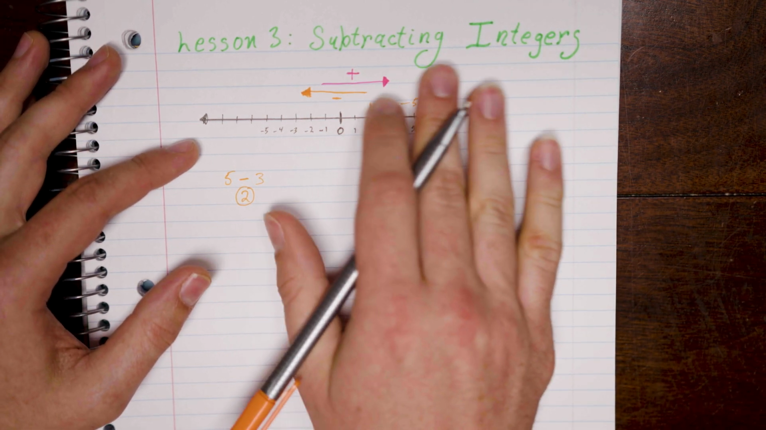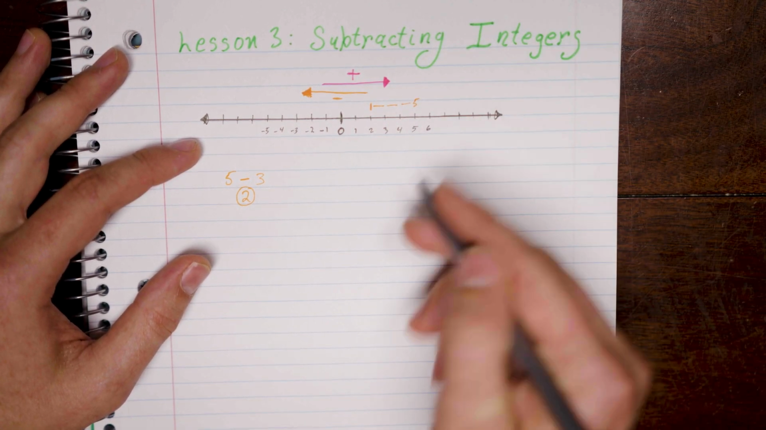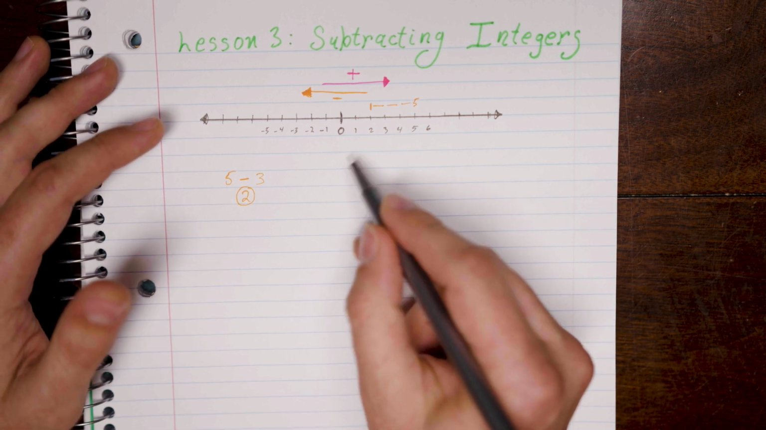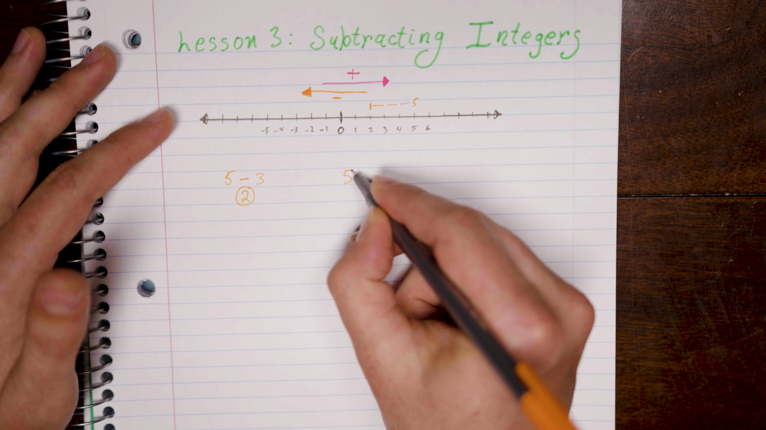Let's look at the same problem, but let's do it without the number line. I know the number line is right in front of us, but let's think about it without it. This is really important because when we're thinking about integers, we're thinking about positives and negatives. So let's look at 5 minus 3.